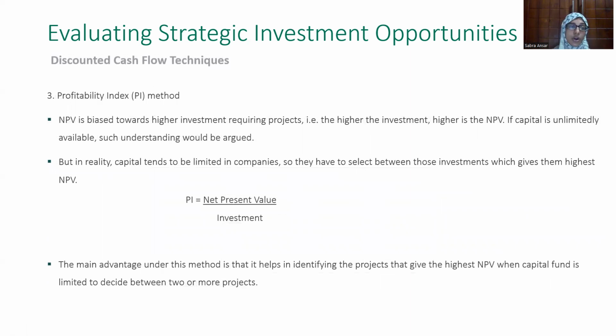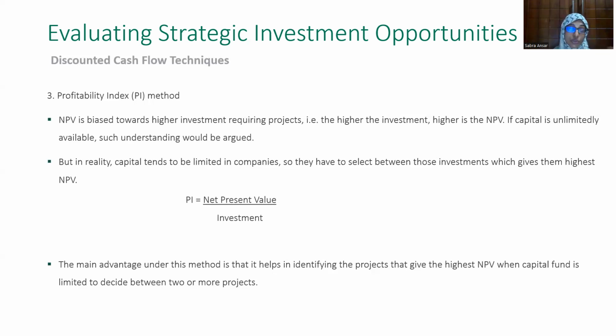Now we will be moving on to the profitability index method. In profitability index, we take the NPV and divide it by the investment amount. Here they say that the NPV is biased towards projects requiring higher investment. That is, the higher the investment, the higher the NPV. Sometimes it could be a higher investment because there would be higher cash flow as well.